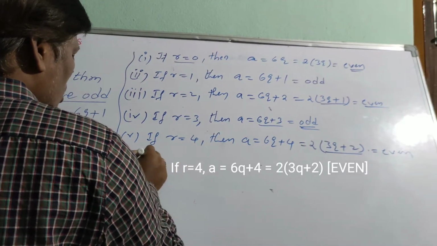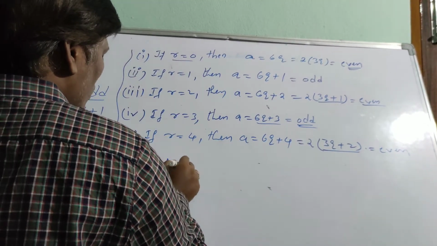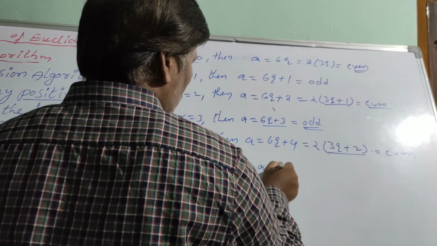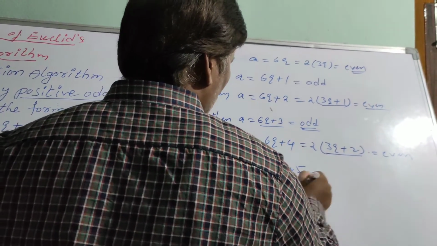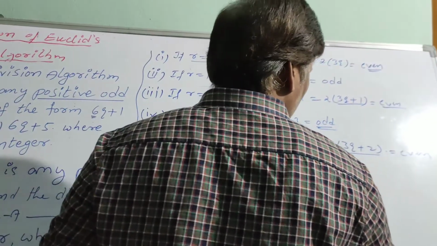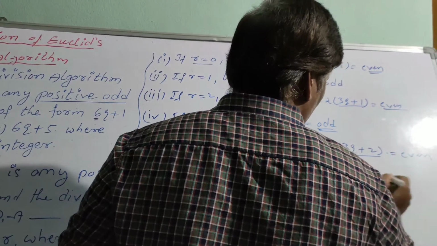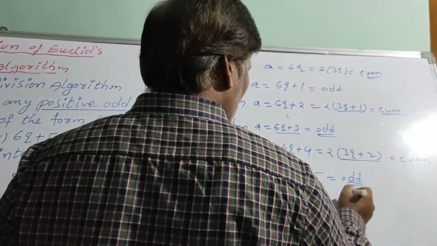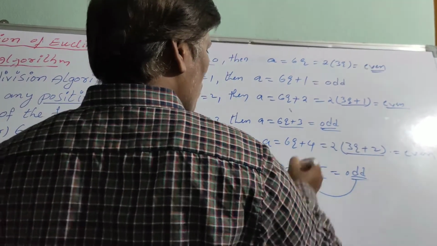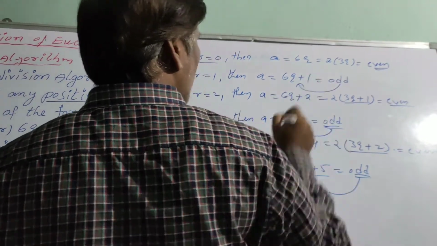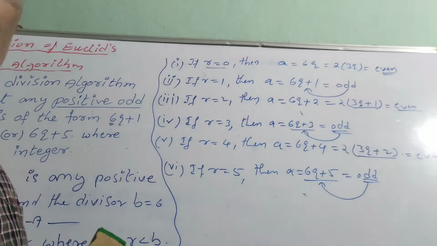Let us see the last case. If the remainder is equal to 5, then a is equal to 6q plus 5. You can't take 2 common in these two terms. Okay, so it is an odd number. It is an odd number. Now if you check the odd number forms, 6q plus 5 is an odd number form, 6q plus 3 is an odd number form, and 6q plus 1 is an odd number form.